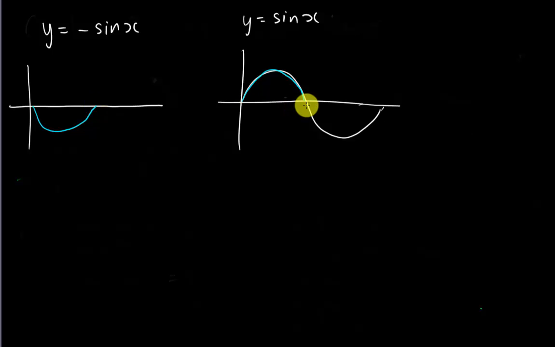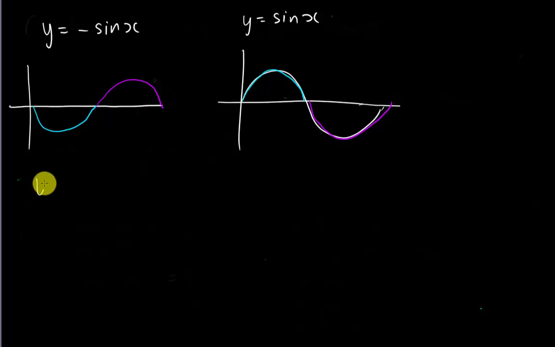And my negative zone will go to positive. This is my graph, y equals negative sine x. That means whatever is in the positive will go into negative, and whatever is in the negative will go into positive. This is what happens if you have a negative.